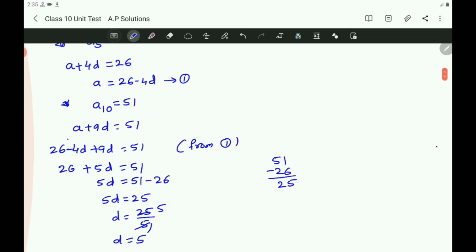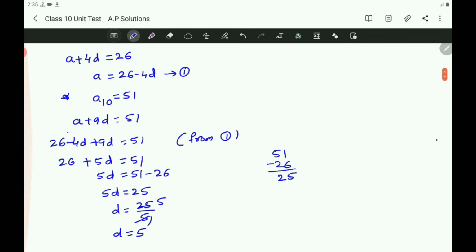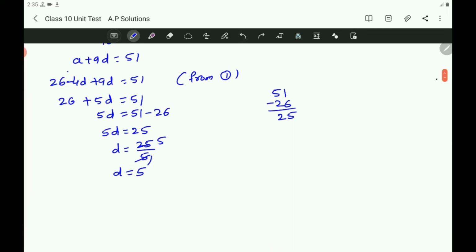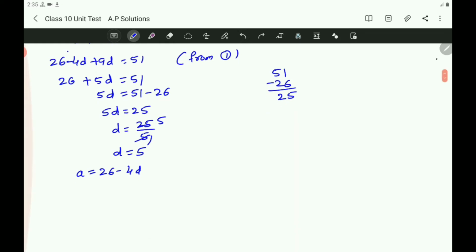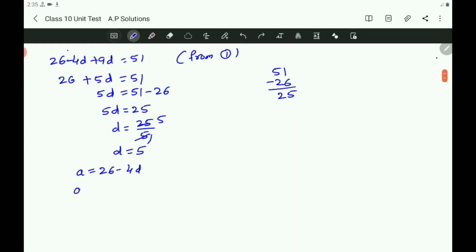Then here we need A. To find A, use the relation A equals 26 minus 4D. To get the value of A, substitute the value of D. So you write A equals 26 minus 4 into D. 4 into D means 4 into 5. Then A equals 26 minus 4 fives are 20.